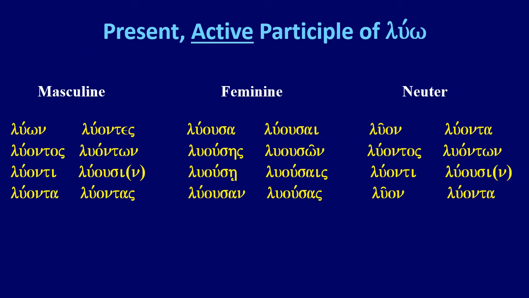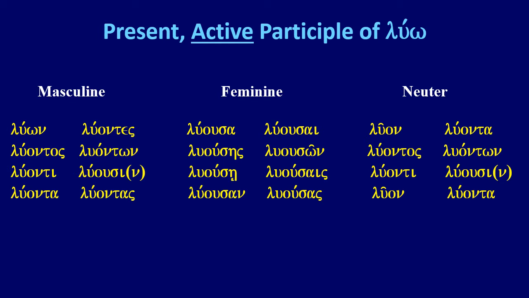And here we have our paradigm for present active participles using the root word luo. And so you can see, again, they have three different genders in which they occur. And on the left column, you'll see the singular. And on the right column, you'll see the plural forms. And all four cases are used there, starting with the nominative case, luon, and then the genitive case, luontas, and then the dative case, luanti, and the accusative, luanta. I'm looking at the masculine singular column. The masculine plural, luantes, and luanton, luusin, and luantas. And then, of course, you've got your feminine and your neuter forms as well.